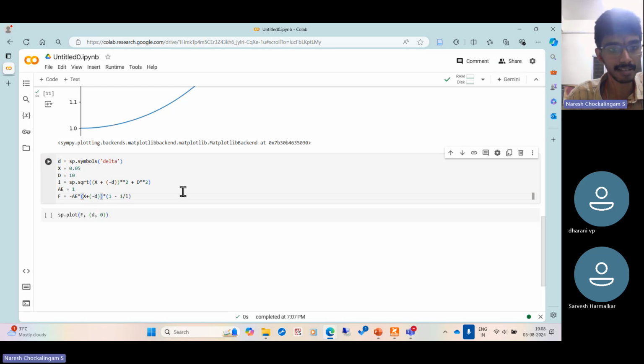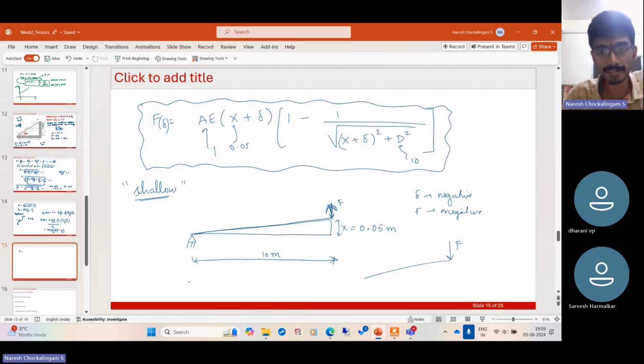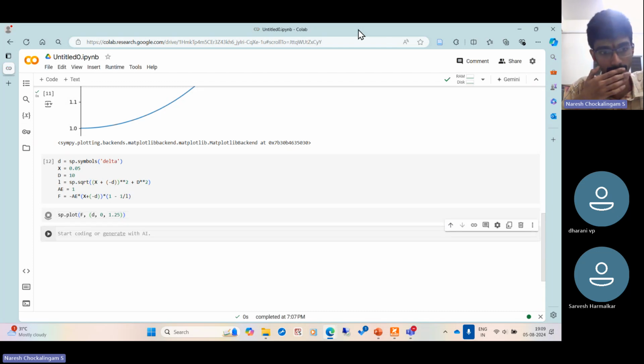You can also proceed the other way, but you have to plot in the negative direction. So let's say D goes from 0 to, the total height is like 0.05 meters. Let us take the case where the truss member goes to the other side. It passes through this and then goes to the other side. So let us plot this up to say 1.25 meters. Delta is going from 0 to 1.25 meters. Let us plot this.